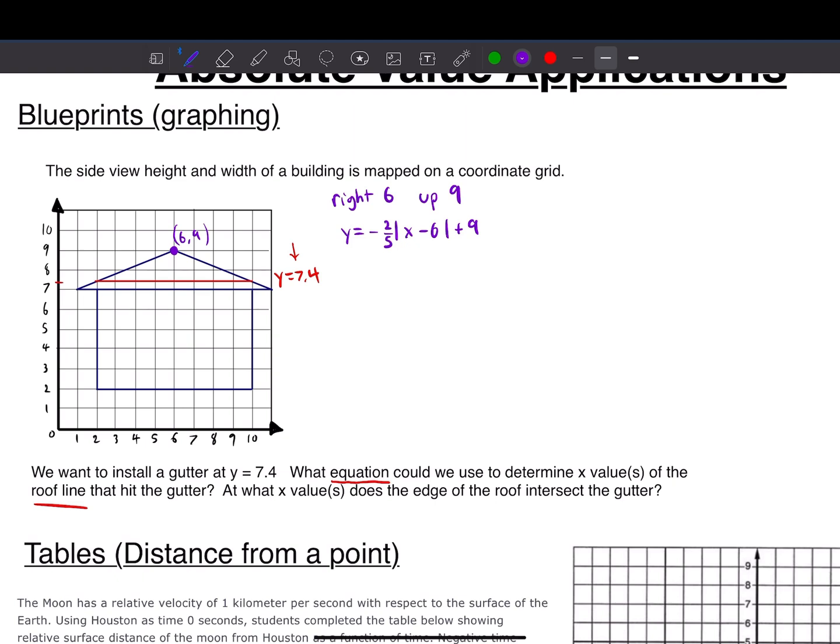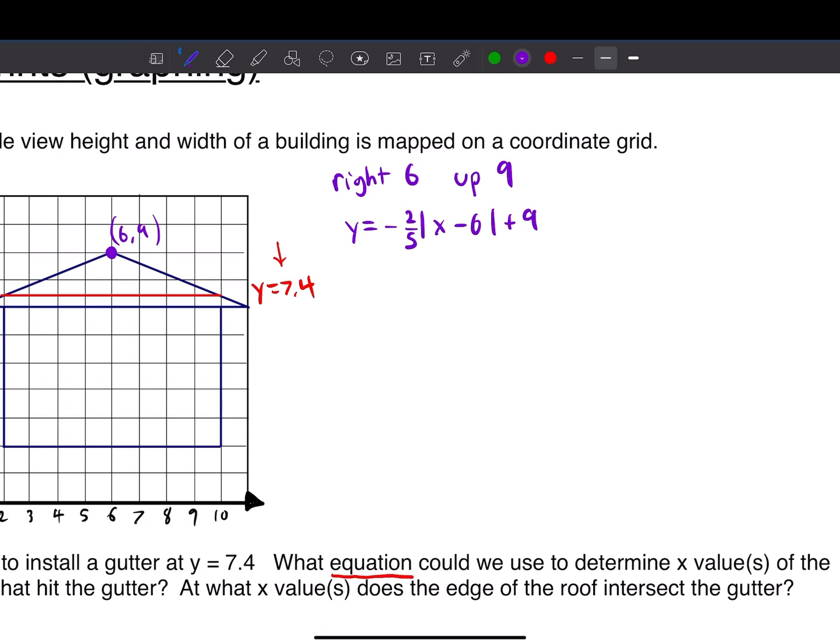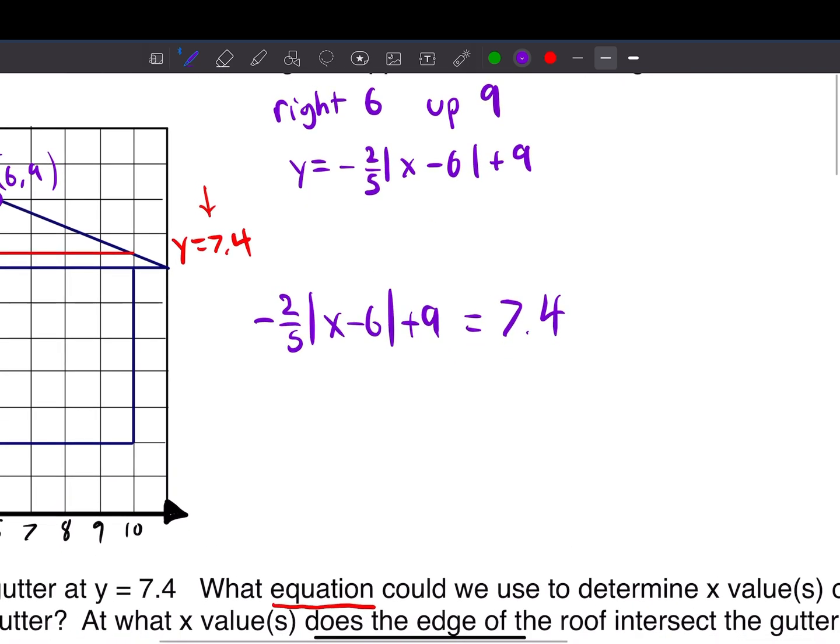So that's our equation. We need to find out at what x values the edge of the roof intersects the gutter. How do I find the intersection of two equations? I set them equal to each other. So we have y equals negative 2 fifths times the absolute value of x minus 6 plus 9, and have that set equal to 7.4. If I solve this equation for x using the usual steps, isolate, check if it's possible, split it, then these should be the intersection points of where these two hit.